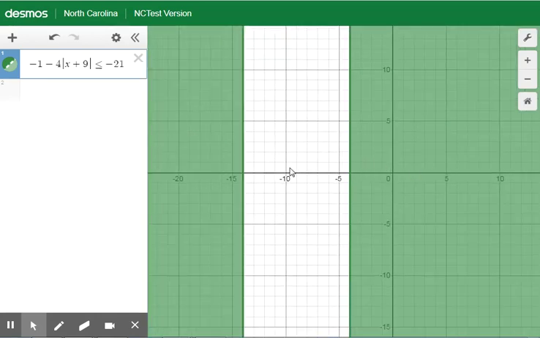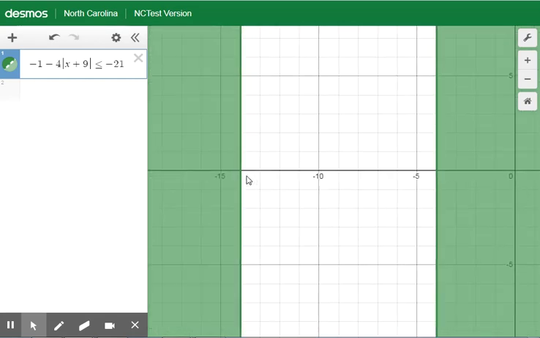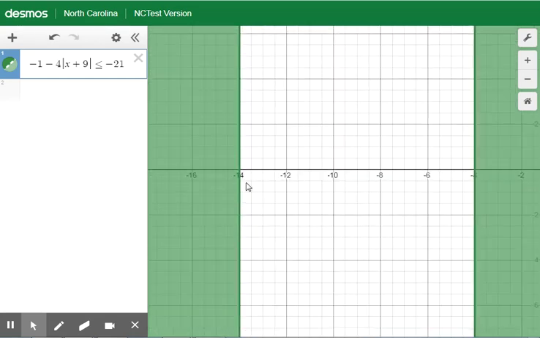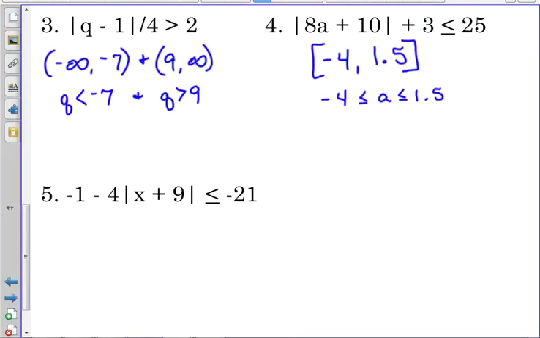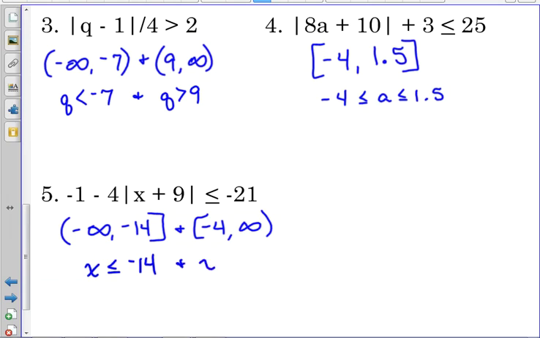We do see two intervals here, so we're going to have two answers, -14 and -4, it would appear. So -infinity to -14, this one is equal to, and -4 to positive infinity, or x is less than or equal to negative 14, and x is greater than or equal to negative 4. So Desmos really, really, really makes this topic a whole lot easier.